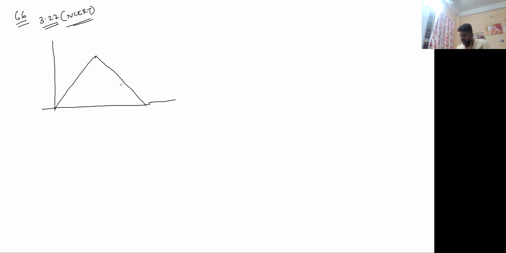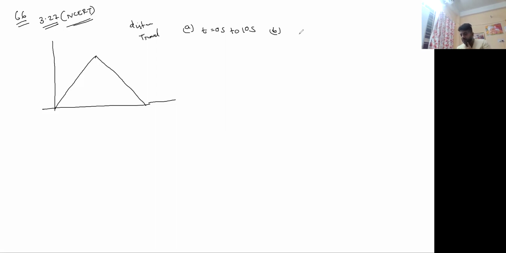Question: the speed-time graph of a particle along a fixed direction is shown in the figure. Obtain the distance traveled by the particle. Number 1, distance traveled by the particle between time 0 second to 10 second. This is the first question.